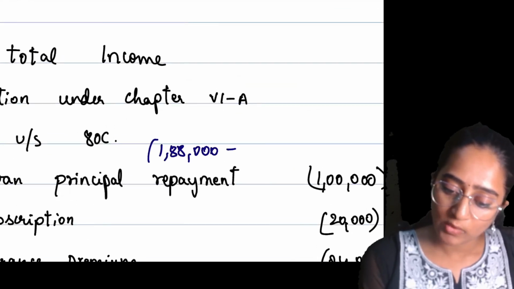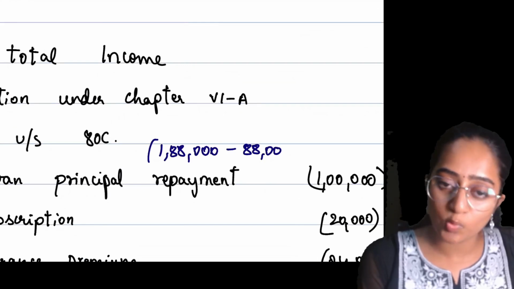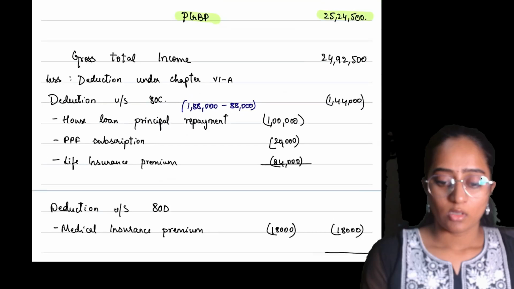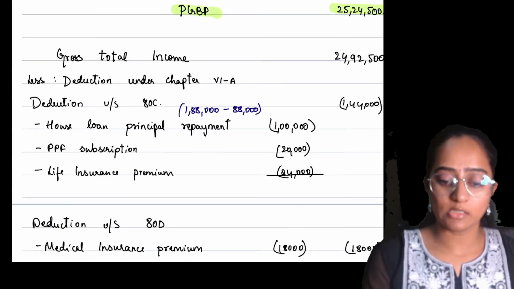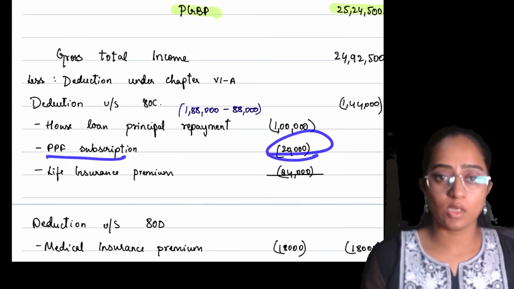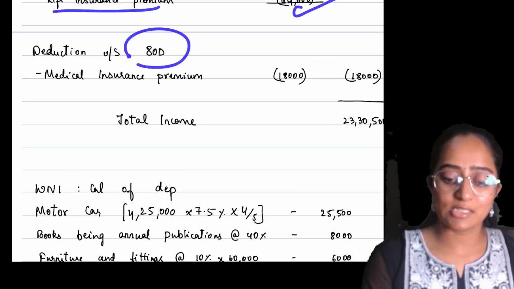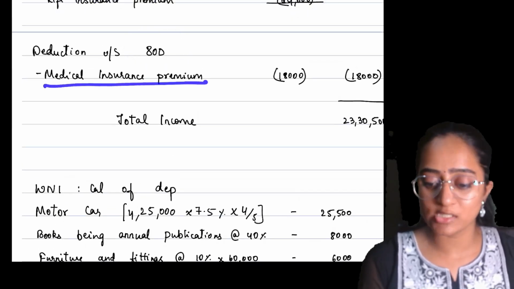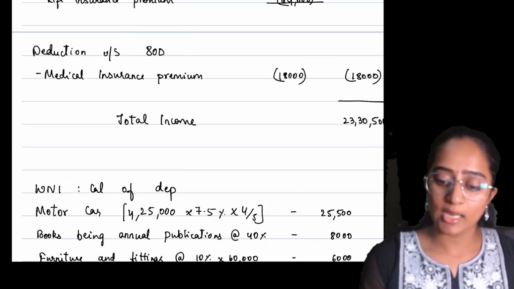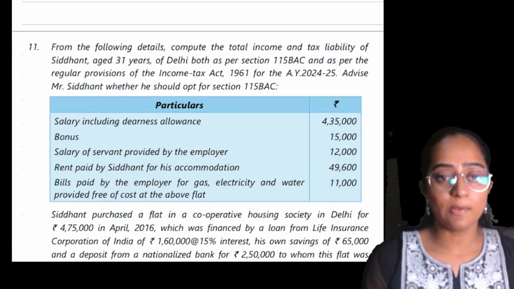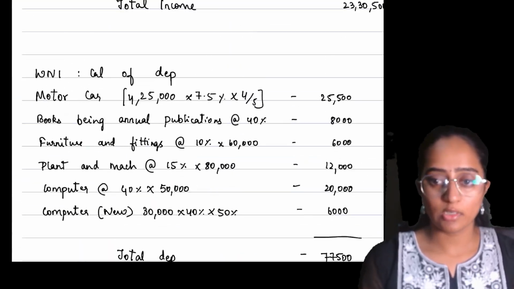1,88,000 minus 88,000, you would get 1 lakh. Clear? So, PPF subscriptions, again 20,000 rupees. Life insurance premium, 24,000. Deduction under section 80D would be medical insurance premium, which is 18,000, and the medical insurance premium is allowed. The total income is given in the question. Clear? With this point, clear? Good.